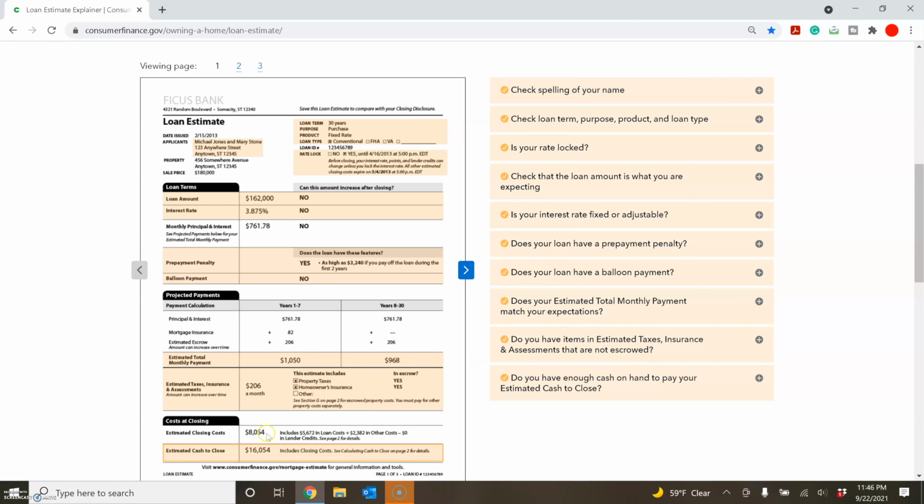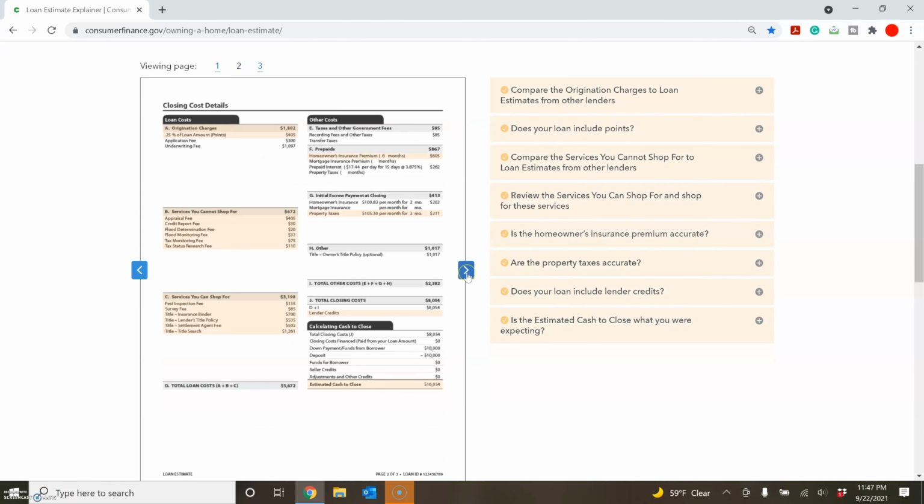Estimated closing cost. This is going to be your closing costs, so basically your prepaids and your title fees, taxes, stuff like that is going to be here. Cash to close is going to be your closing cost plus your down payment added together, and all of your credits taken off too. So that kind of explains the first page here. Let's jump to the next page and I'll explain it.